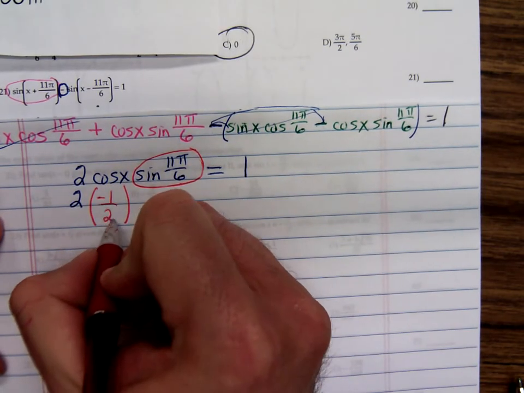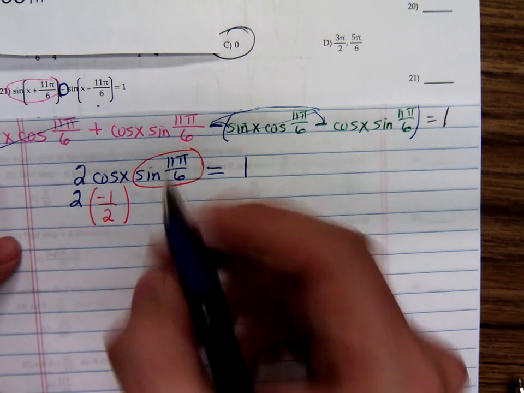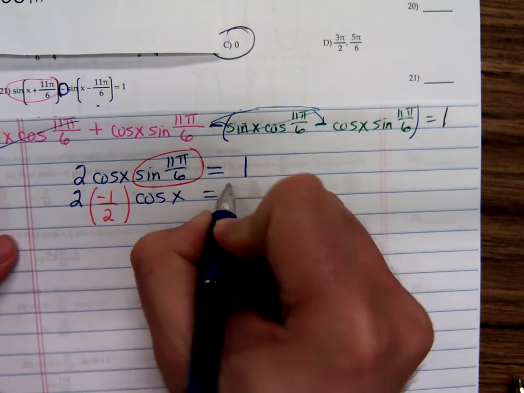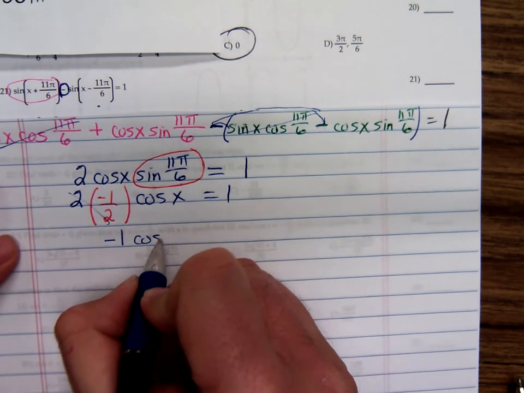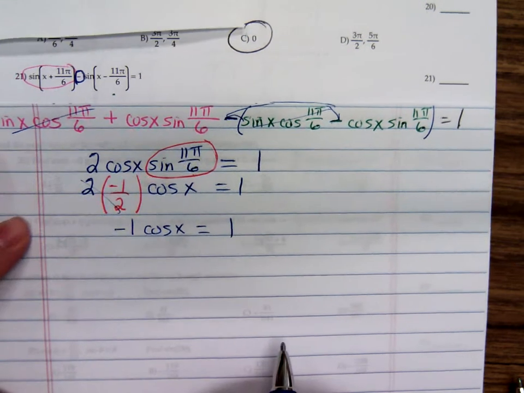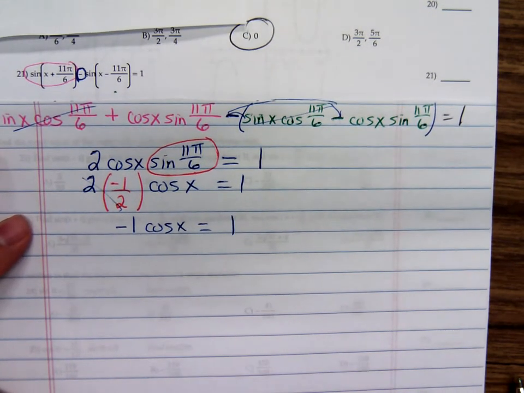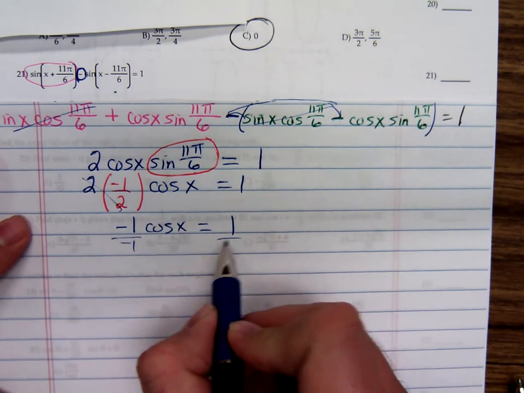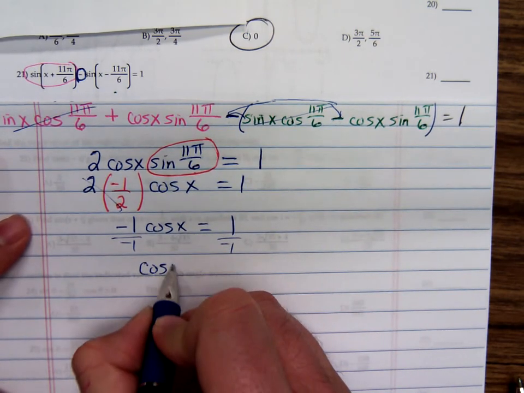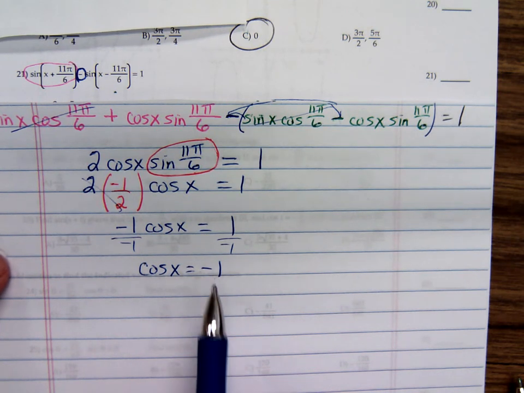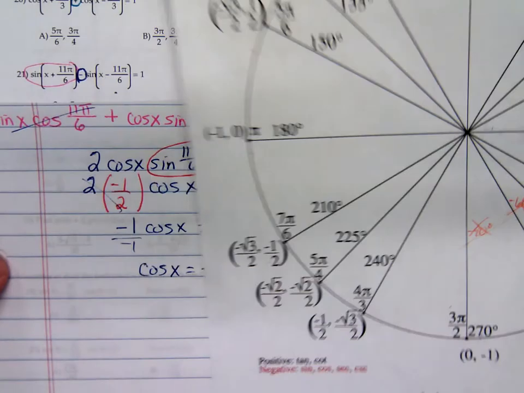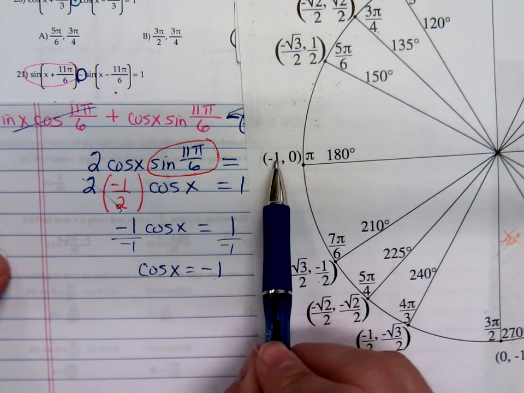And then we have cosine x equals 1. Let's see, so we have a negative 1 cosine x equals positive 1. Multiply or divide both sides by negative 1. Is that what you would do to get the cosine x by itself? So we have cosine x equals negative 1. Are y'all caught up with me? So where is cosine equal to negative 1? Cosine is negative 1 at pi.